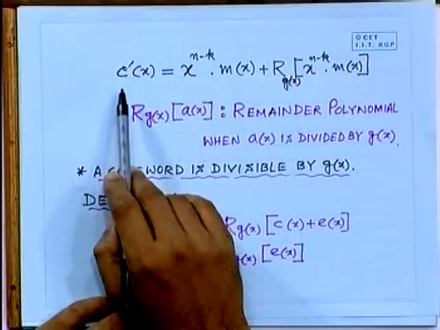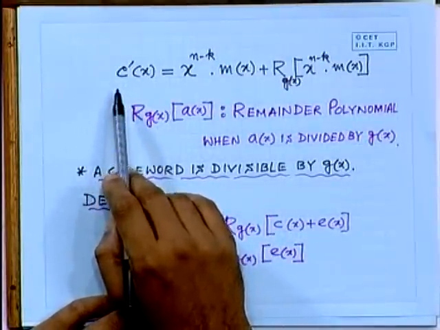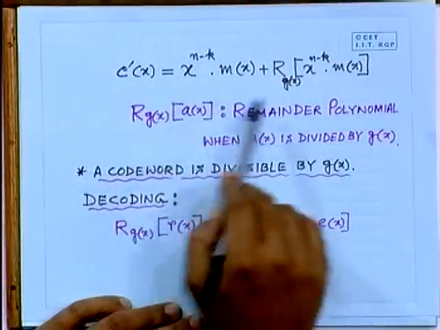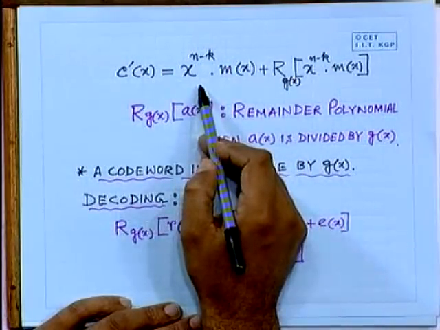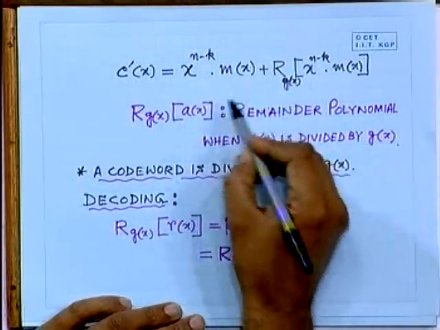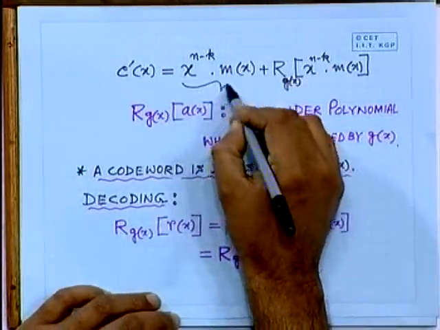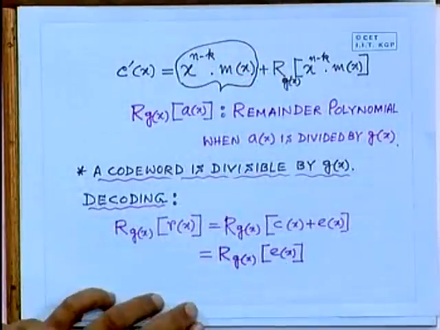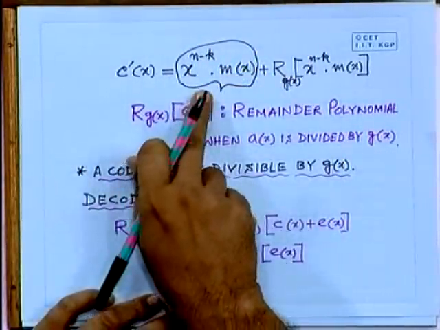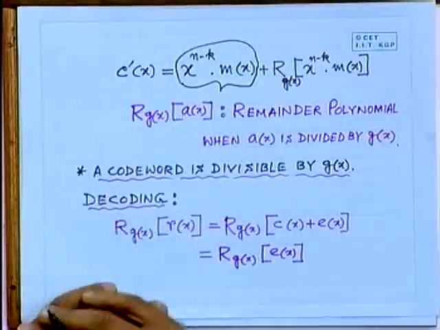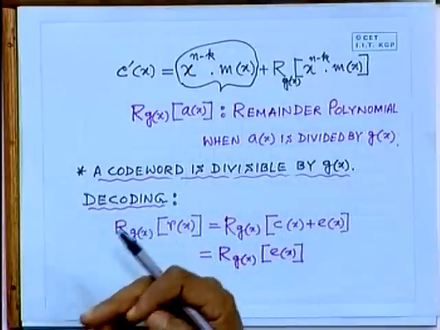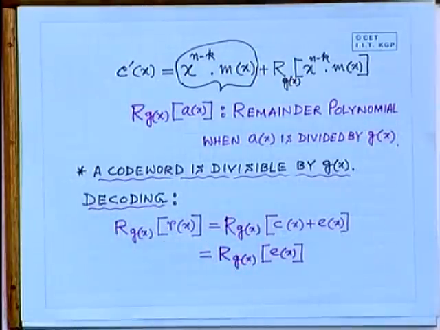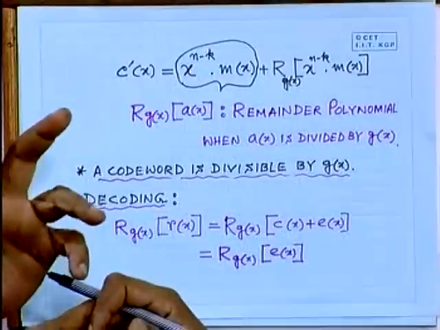So I am calling the new looking code word C prime x. I have put it in a manner wherein I have done some operation on mx first. If you look at the first term, what I have done is I have multiplied mx with x to the power n minus k. Can you tell me what it means physically? Shifting. I have shifted the message polynomial by n minus k positions, as if in a shift register.